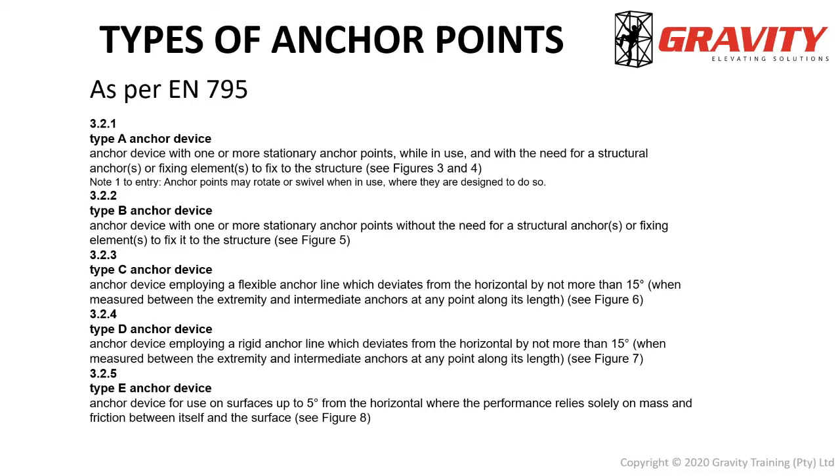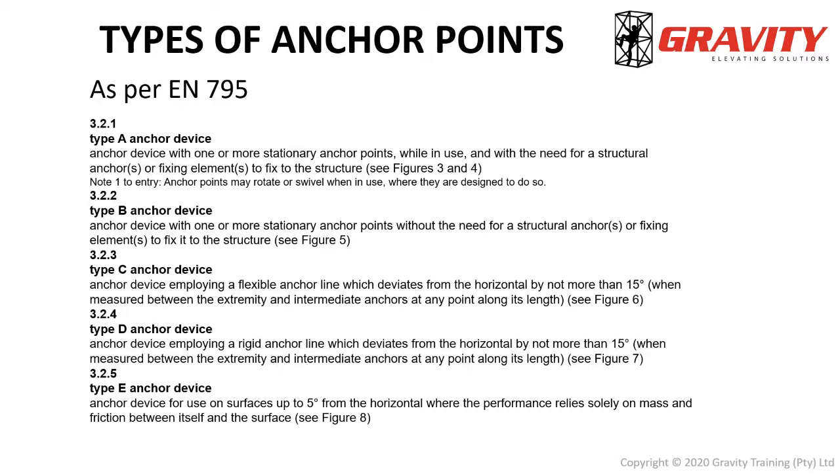So according to EN 795, we have 5 types of anchor devices. So we have the type A, which is an anchor device with one or more stationary anchor points while in use and with the need for structural anchors or fixing elements to fix to the structure. Now that's the important one. It's an anchor that needs to be fixed to the structure. Okay, so that's type A. Type B is an anchor point that does not need to be fixed to the structure.